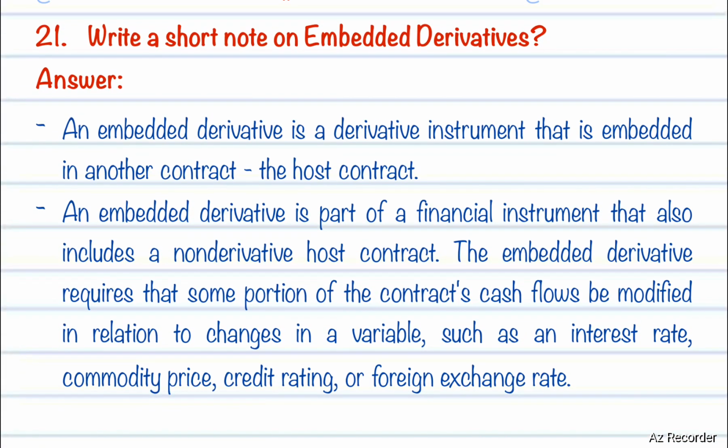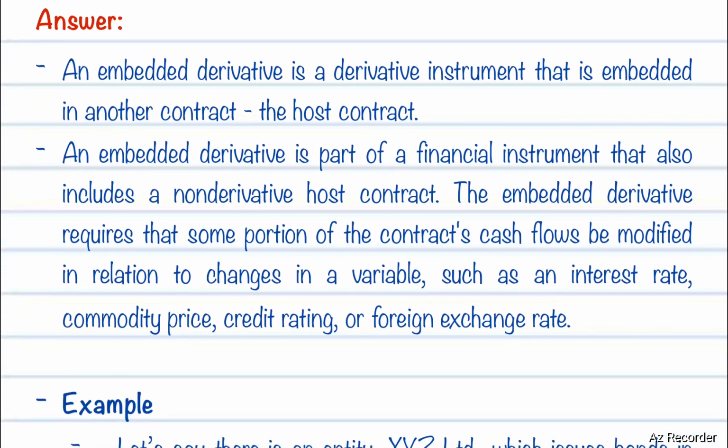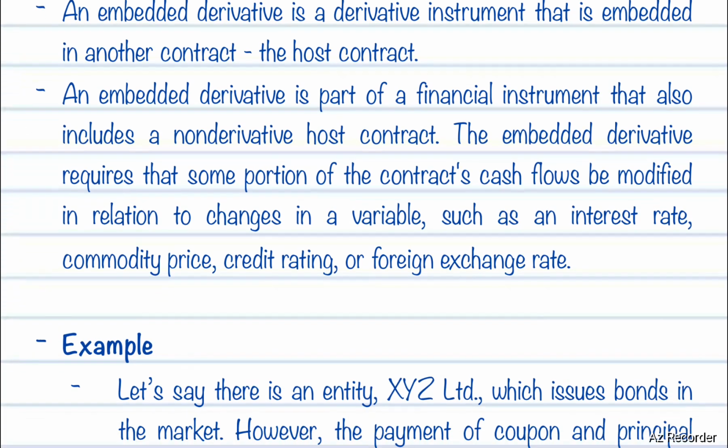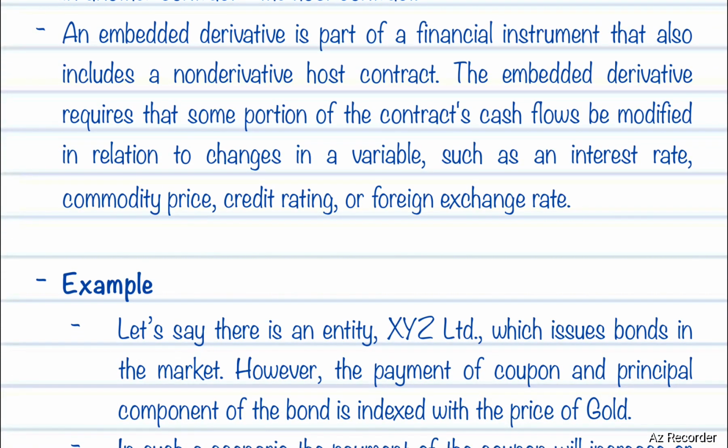Write short notes on embedded derivatives. An embedded derivative is a derivative instrument that is embedded in another contract, that is the host contract. An embedded derivative is part of a financial instrument that also includes a non-derivative host contract. The embedded derivative requires that some portion of the contract's cash flows be modified in relation to changes in a variable such as an interest rate, commodity price, credit rating, or foreign exchange rate.